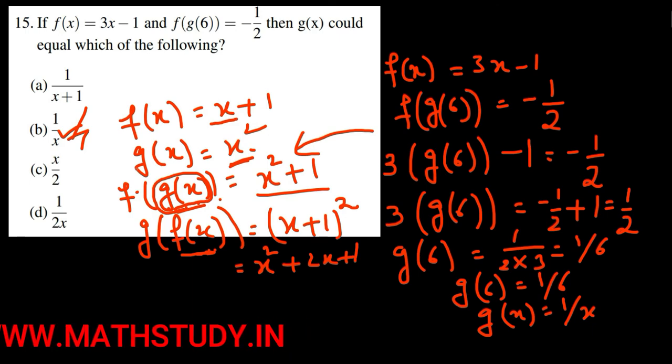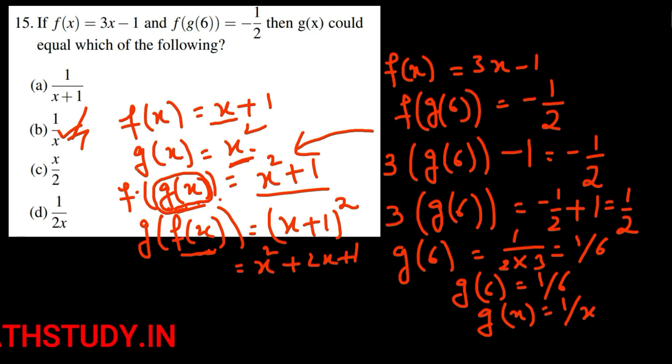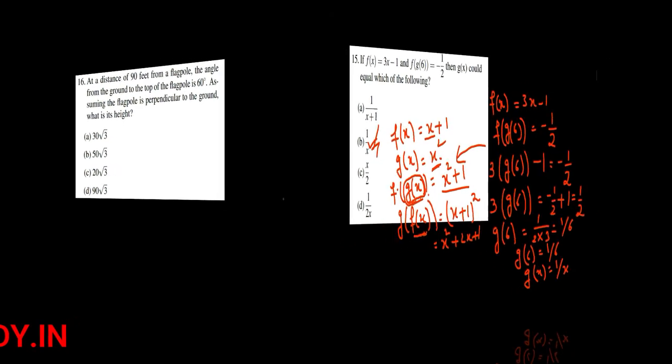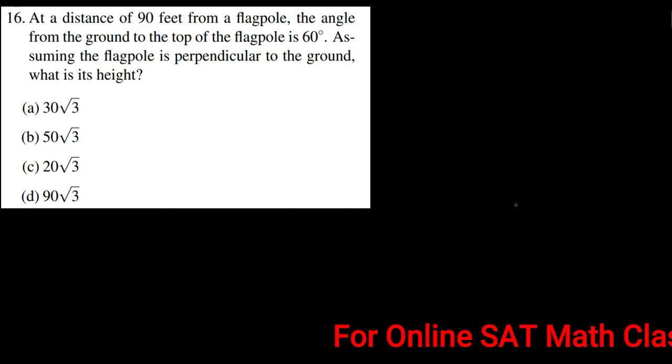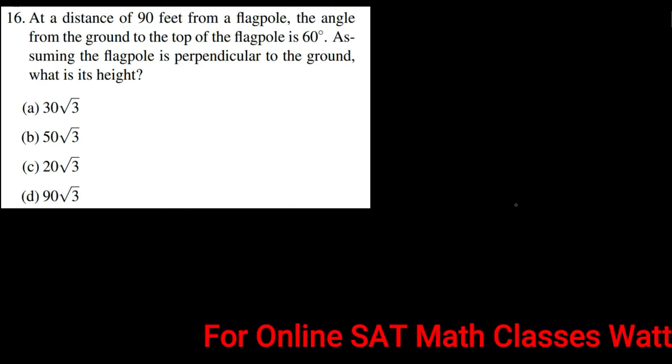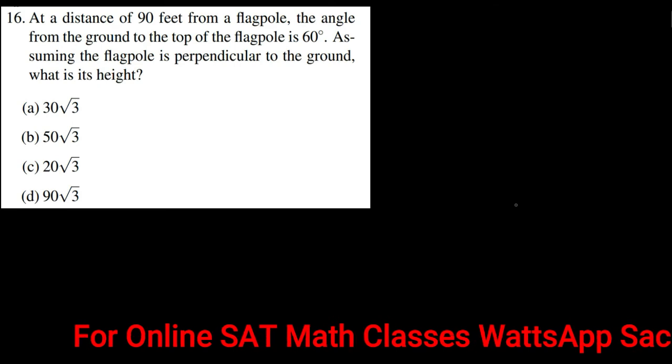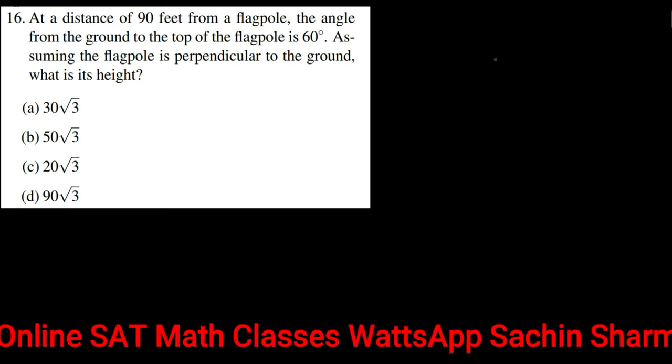So that was our question number 15. Now let's move towards question number 16. Students, this is our question number 16 from trigonometry. This is basically a heights and distance problem. At a distance of 90 feet from a flagpole. So let us first understand the concept of this one.